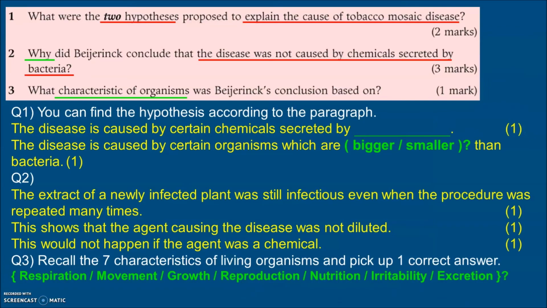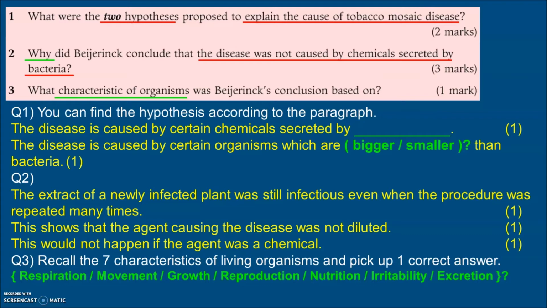And then we go back to the questions. Question 1 is a bit easy. What were the 2 hypotheses proposed to explain the cause of the tobacco mosaic disease? You can find in the paragraph that the disease is caused by a certain chemical secreted by something, or the disease is caused by a certain organism. That means finally we know that it's the virus, which is smaller than the bacteria. I think it's very easy, because you can just find the information from the paragraph.